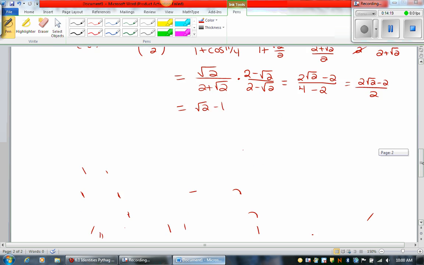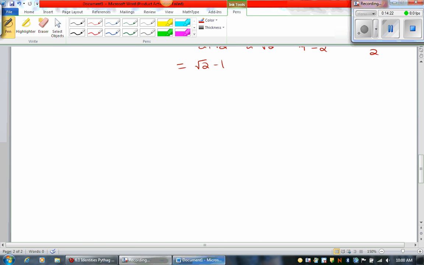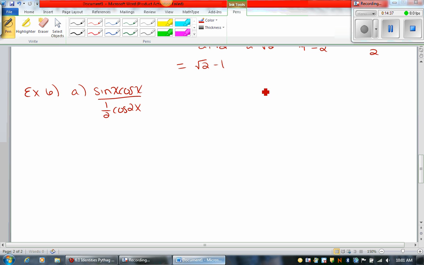Okay, we're going to do one more. Example 6. We're going to simplify. Part a: sine x cosine x over 1/2 cosine 2x. And part b: 2 sine squared of x over 2 plus cosine x.